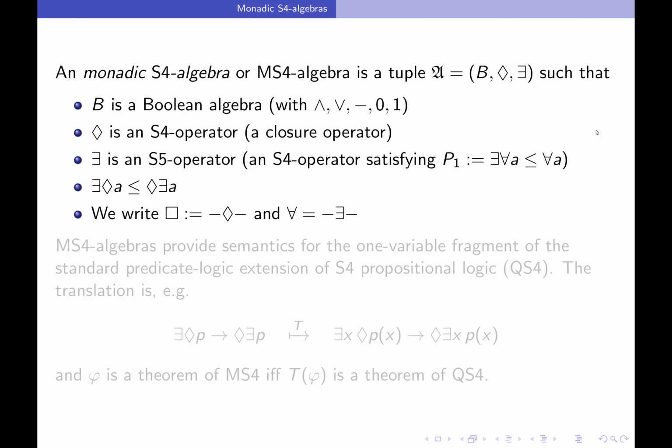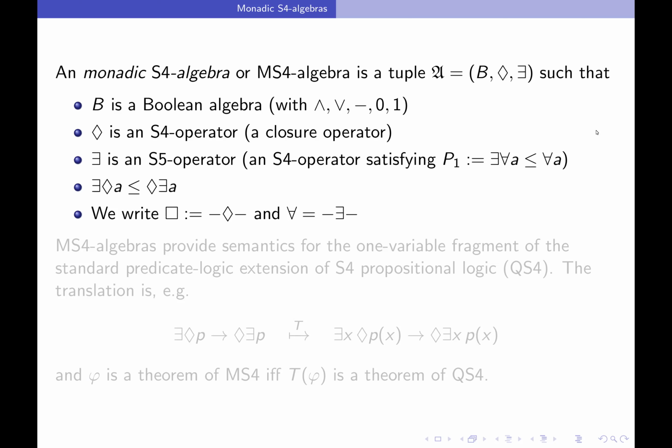So it's an S4 operator that satisfies this P1 from one of the previous slides that essentially asserts that its dual relation has depth 1. We'll see that on the next slide. And crucially, you have this left commutativity axiom that says that my two operators interact in a reasonable way. So you have this identity here of left commutativity. And just as we write box for the dual of diamond, which will be an interior operator, we will write for all for the Boolean dual of E, which will be another interior operator.